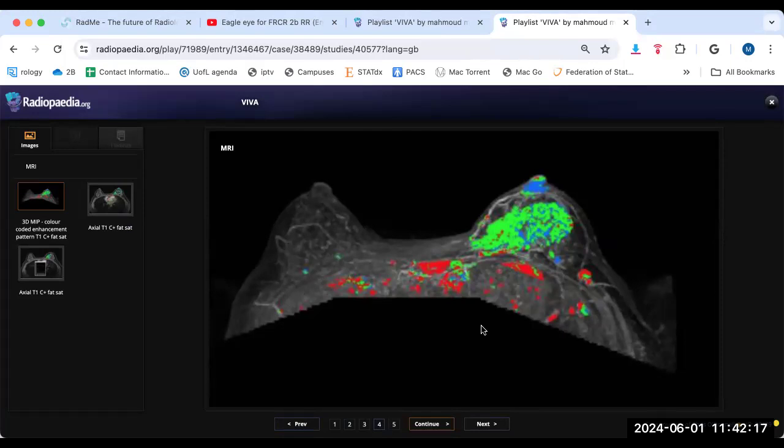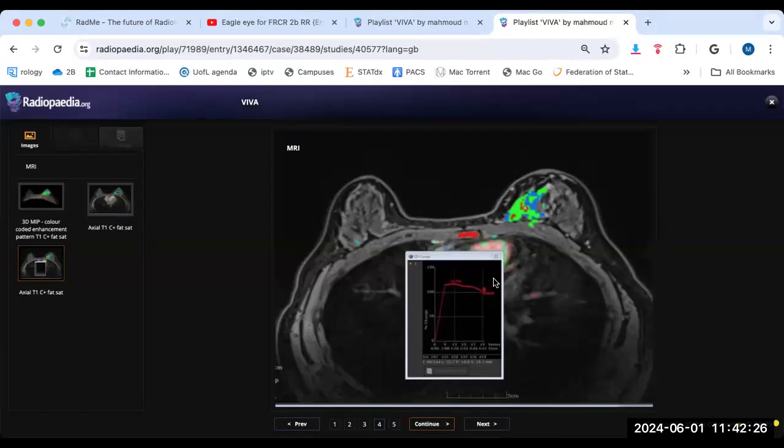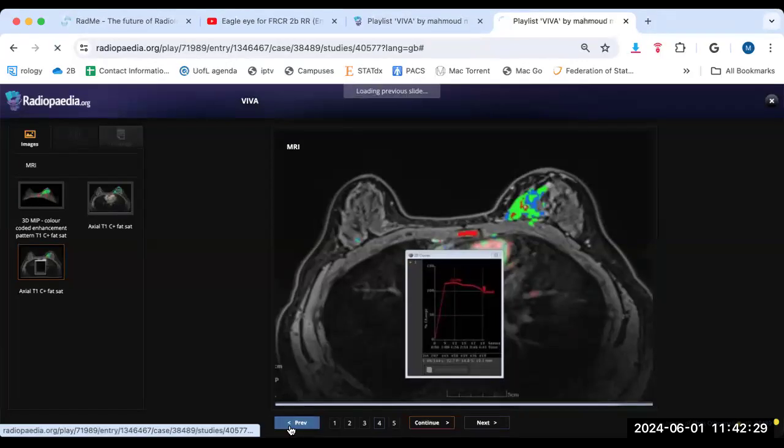And in the MRI, you will go through all the checklist again: both breasts, the axilla, the skin, the nipple, and don't forget to ask for the enhancement curve. This is also very important.